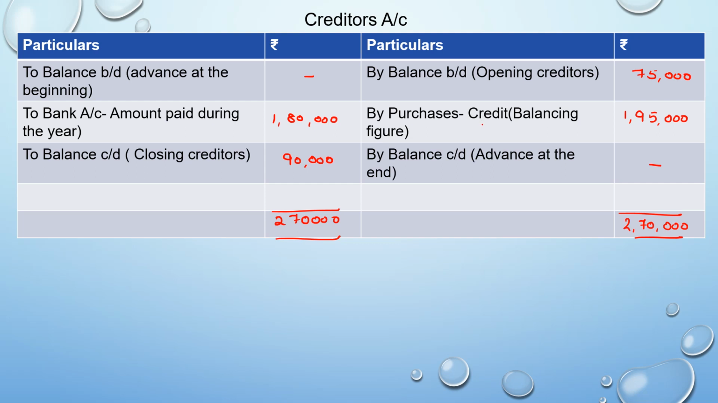Now, using this, we will be calculating the cost of material which is consumed during the year. Now, we use the formula. We have the formula of opening stock. To that, we add the cash purchases plus the credit purchases.